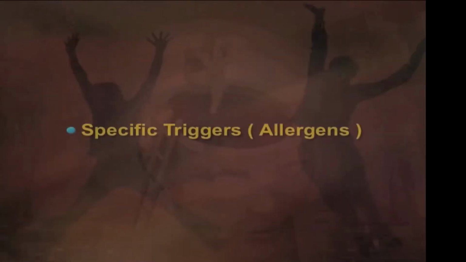Asthma can be triggered by a wide variety of factors. One point you need to note is that all persons or all asthmatics may not respond to the same triggers. Now, these asthma triggers can be divided into two categories. The first are specific triggers or allergens.